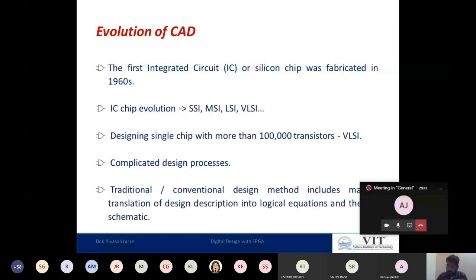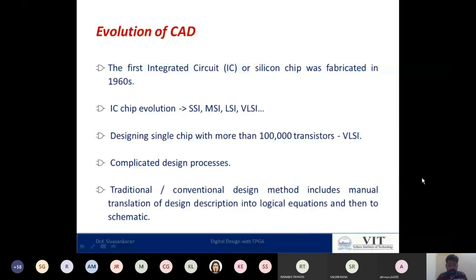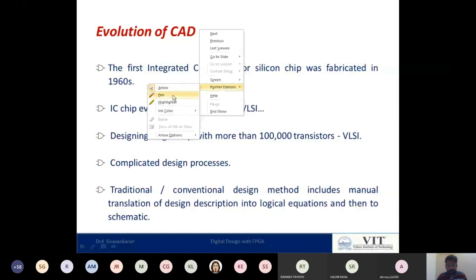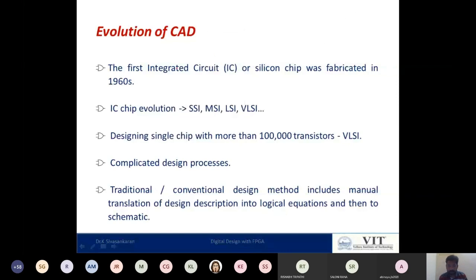In the traditional way, it includes manual translation of your design description into your logical equations and then to the schematic. In the previous slide, we have seen how from TTL to the logic implementation, right? So that is how we have worked. But that is okay when I have less complexity. When you have more complexity, that means the logic density, the gate count, is higher, then implementing in that way is pretty difficult.